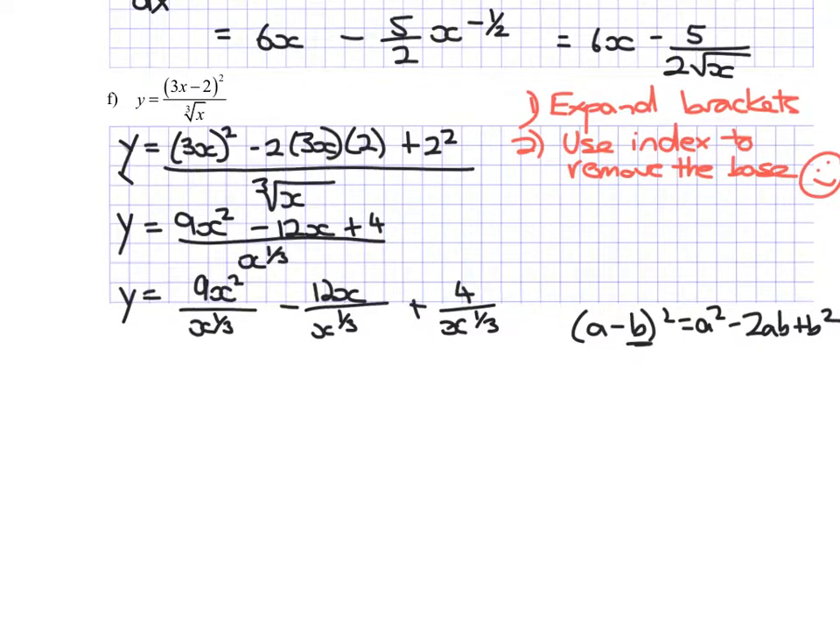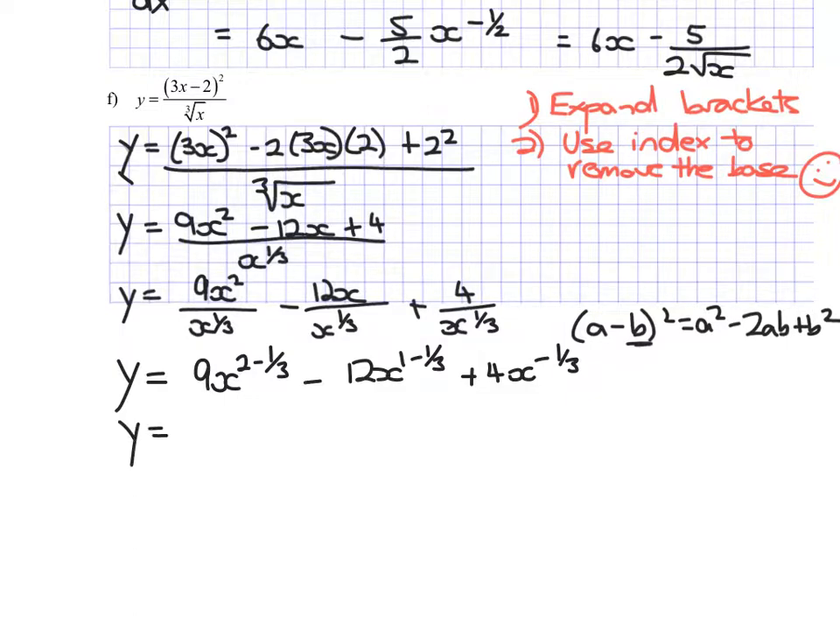Notice I haven't differentiated anything yet. Now I'm going to simplify it. So I'm going to do 9x squared take a third, because dividing means that I take away the exponents, x to the 1, take a third, plus 4 over x to the third. If I put that up the top, it's going to become x to the negative a third. All right? When I take that up the top, it becomes x to the negative a third.